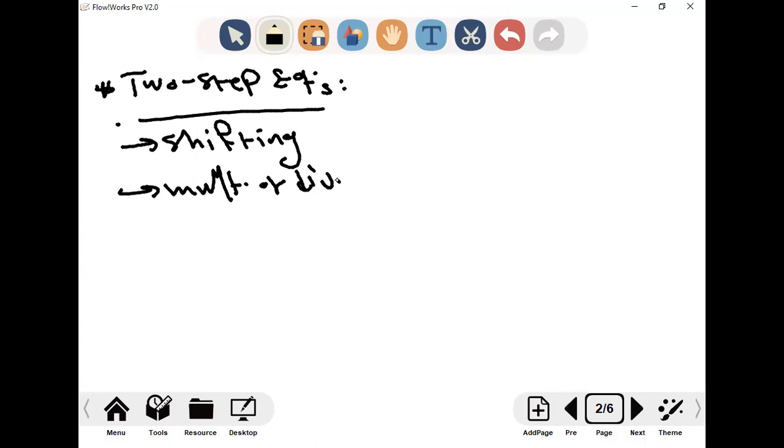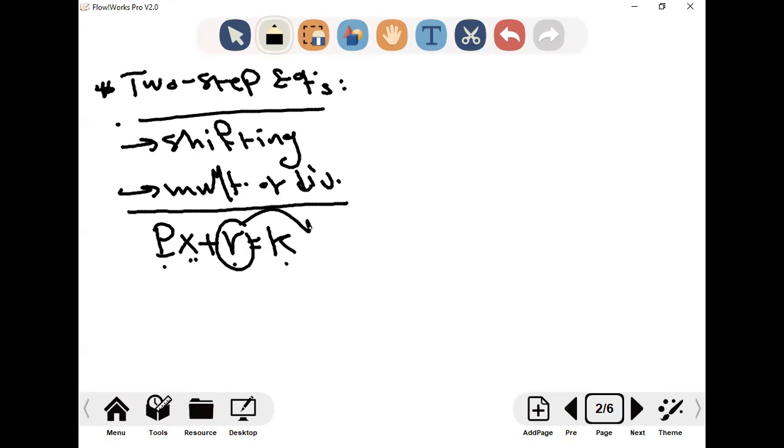And in general form, this is the two-step equation. Px plus r equals k. P, r, k are numbers. Are what? Real numbers. And our variable is x. So first step, you shift the r. Second step, you divide by the coefficient p, right? Remember? Let's take examples.